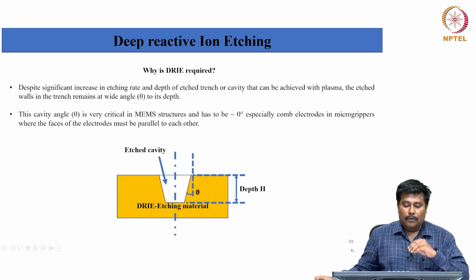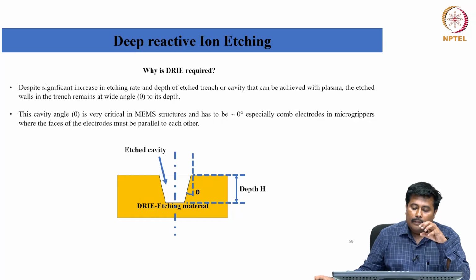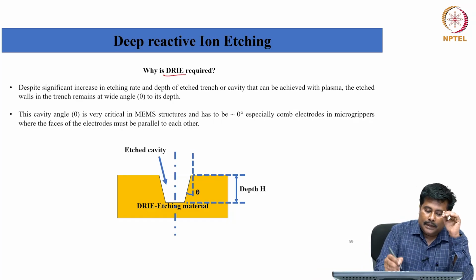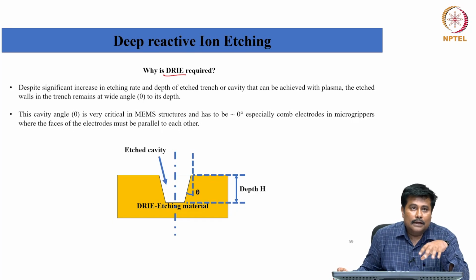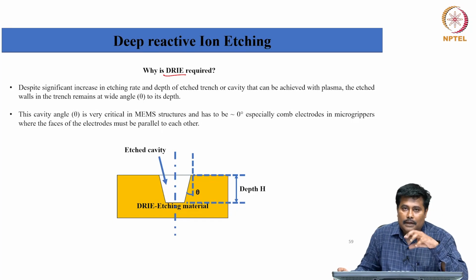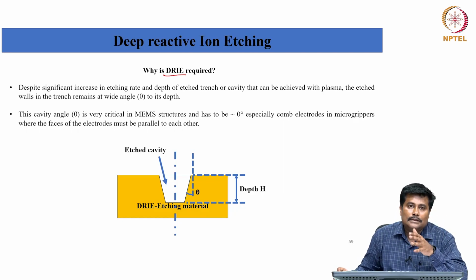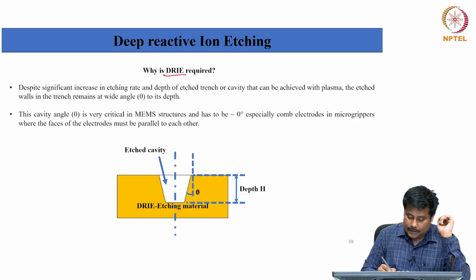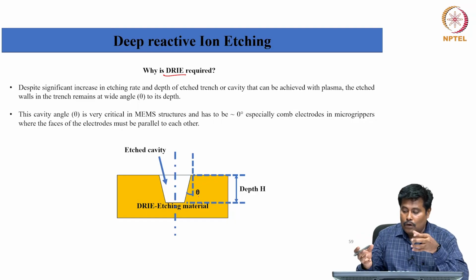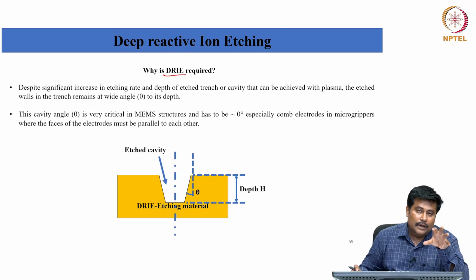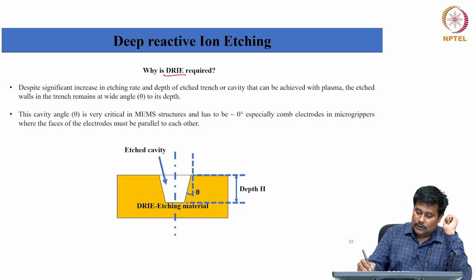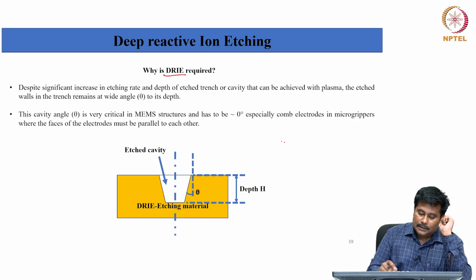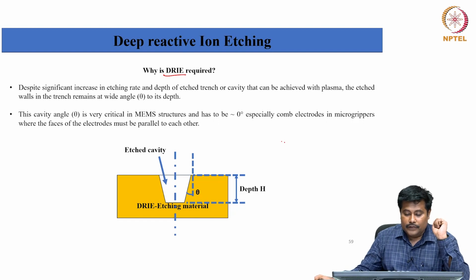Now, let us discuss the concept of deep reactive ion etching, which we call DRIE. Despite the significant increase in the etching rate and depth of the etched trench or cavity that can be achieved with the plasma, the etched wall in the trench remains at a wide angle theta at its depth. So, the cavity angle theta is very crucial in MEMS structures and has to be at 0 degrees, especially for comb electrodes in micro grippers, where the faces of the electrodes must be parallel to each other. So, in that particular aspect, DRIE can be efficiently deployed.